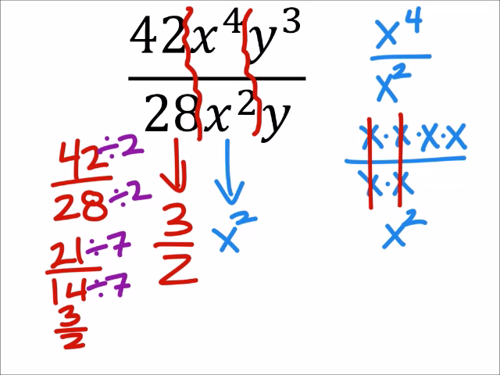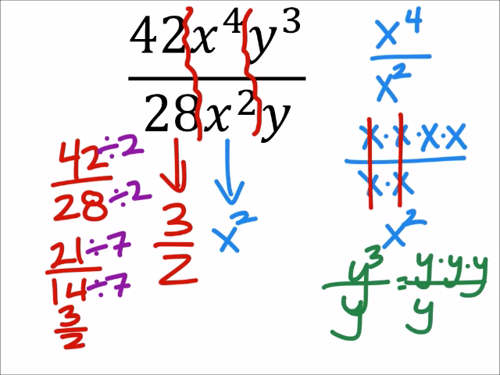Now let's look at the y's. We got y cubed divided by y, which is the same as y times y times y divided by y. So I've just expanded those. And then this set of y's cancel out, leaving us with a y squared.